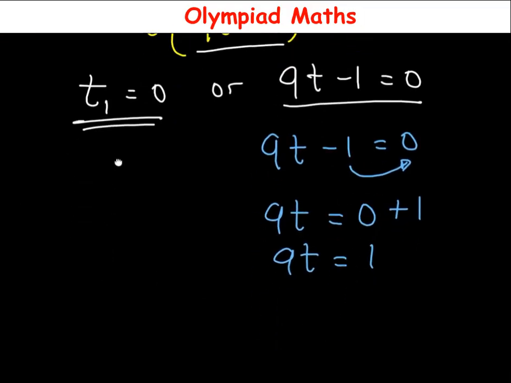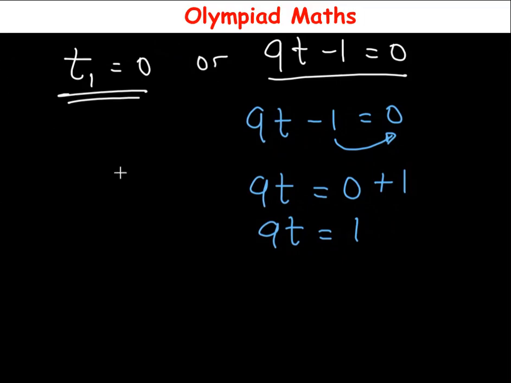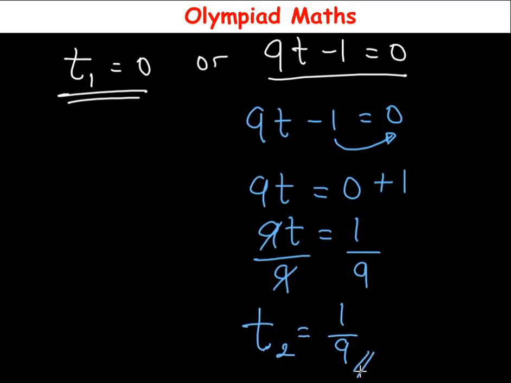So to then solve for t, we are going to divide both sides by 9. So 9 divided by 9, the value of t is equal to 1 over 9. So in this case, the second value of t, t2, is equal to 1 over 9. Good. Now we've gotten the values of t1 and t2. These are the two solutions for the value of t.